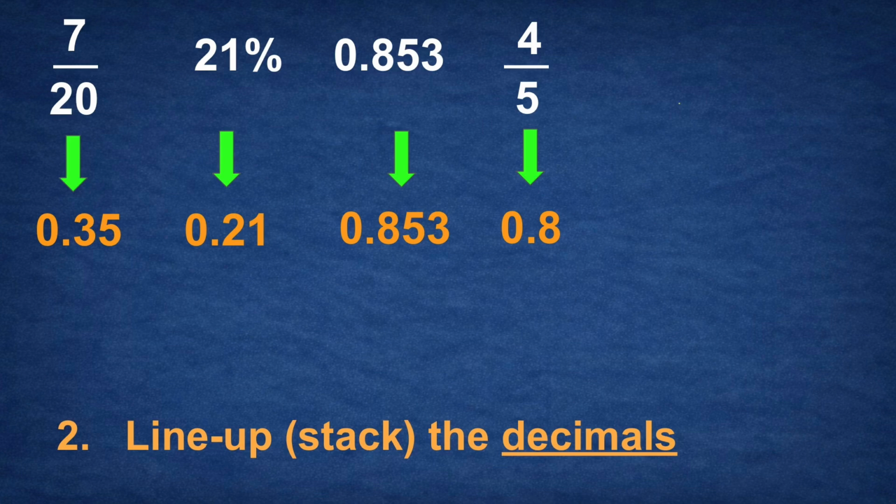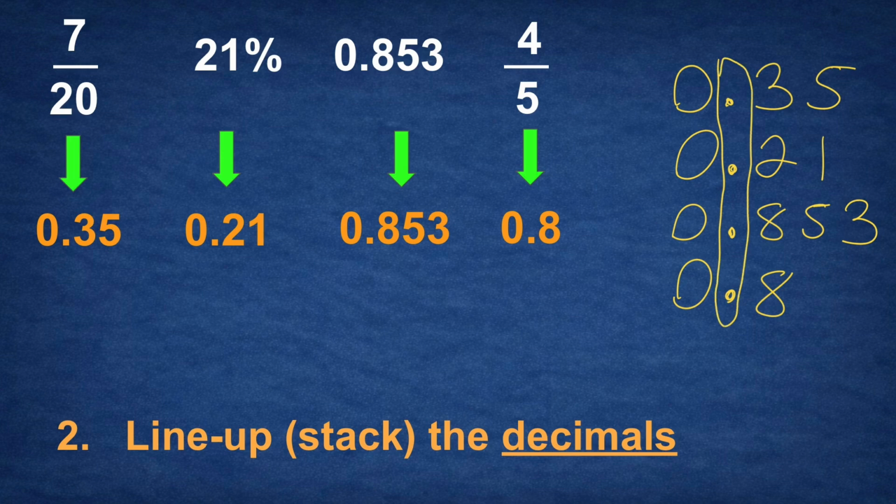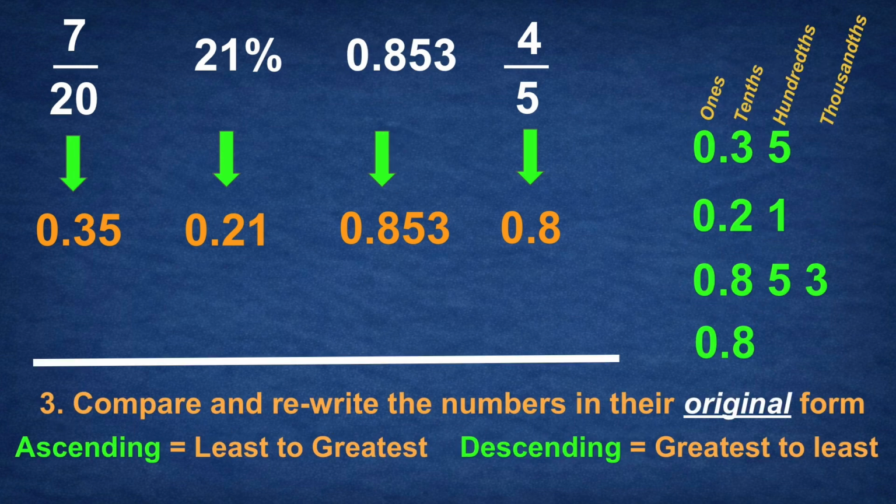So I've got 0.35. I've got 0.21. I've got 0.853. And I've got 0.8. I want you to notice that all of my decimals are stacked right on top of each other. Now that I've got them all stacked up, we're going to go ahead and fill in these empty place values with 0. And my last step is that we're going to compare and rewrite these numbers in their original form.